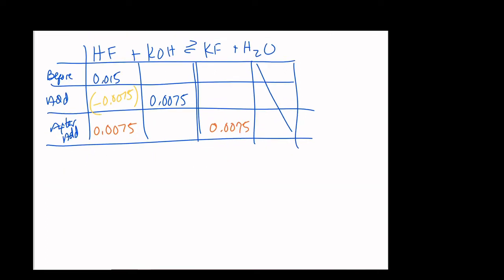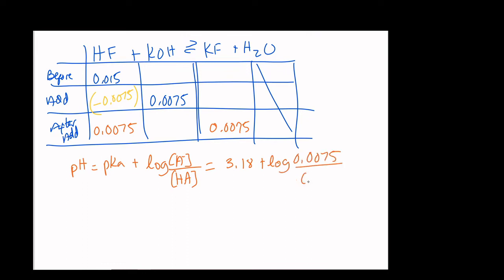So let's go ahead and calculate our pH. So the pH is equal to the pKa, which we calculated earlier. That's the negative log of the Ka, plus the log of the concentration of A minus over HA. So we learned that we can actually just plug the moles in here instead of having to recalculate our concentration. So that's equal to 3.18 plus the log of 0.0075 divided by 0.0075.